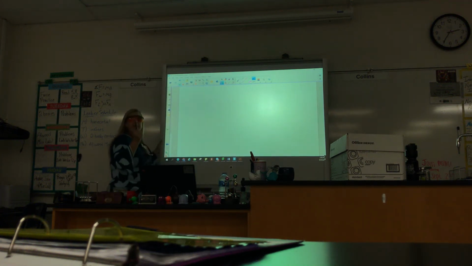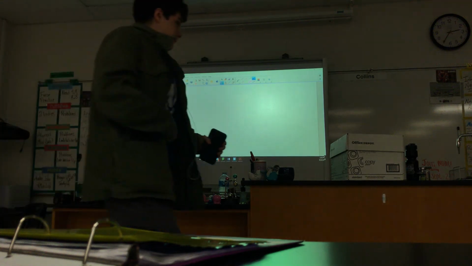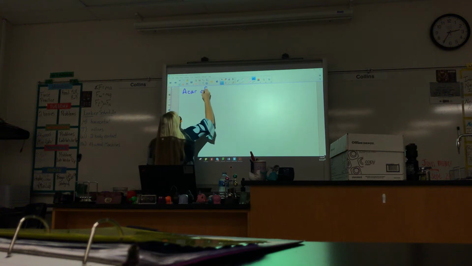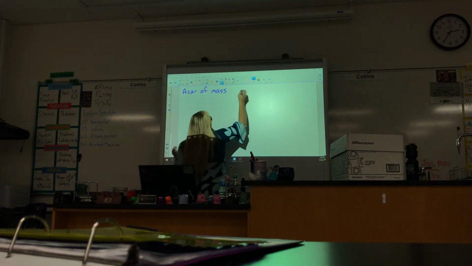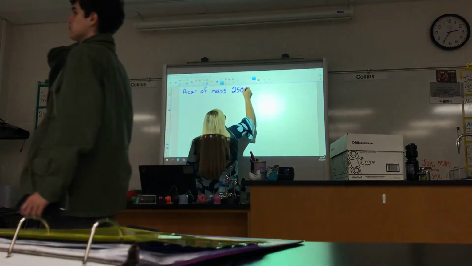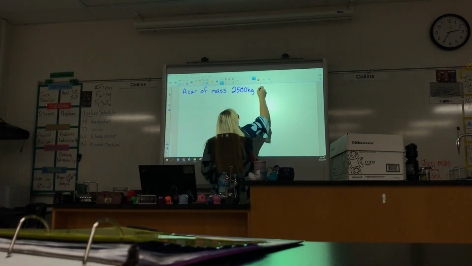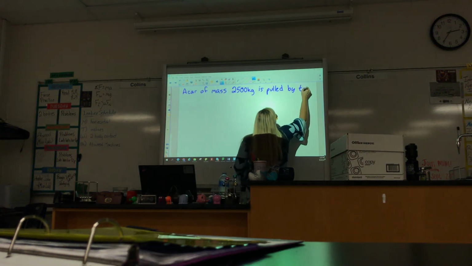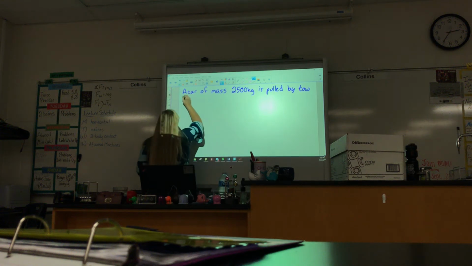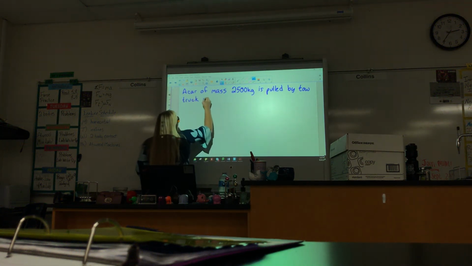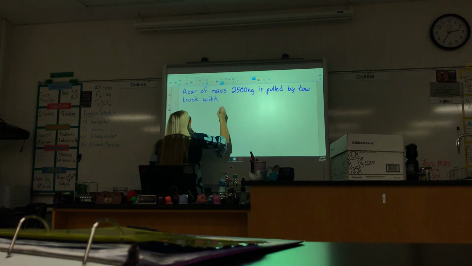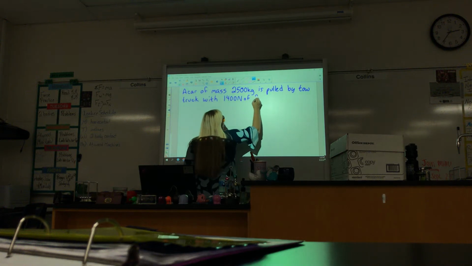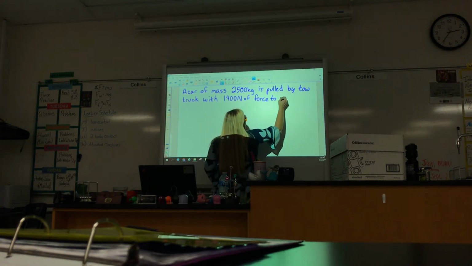And we'll also see if we can make it so the friction's not bigger than the pull, because that was a little off. All right, so let's say now we have a car of mass 2,500 kilograms pulled by a tow truck with 1,400 newtons of force to the right.